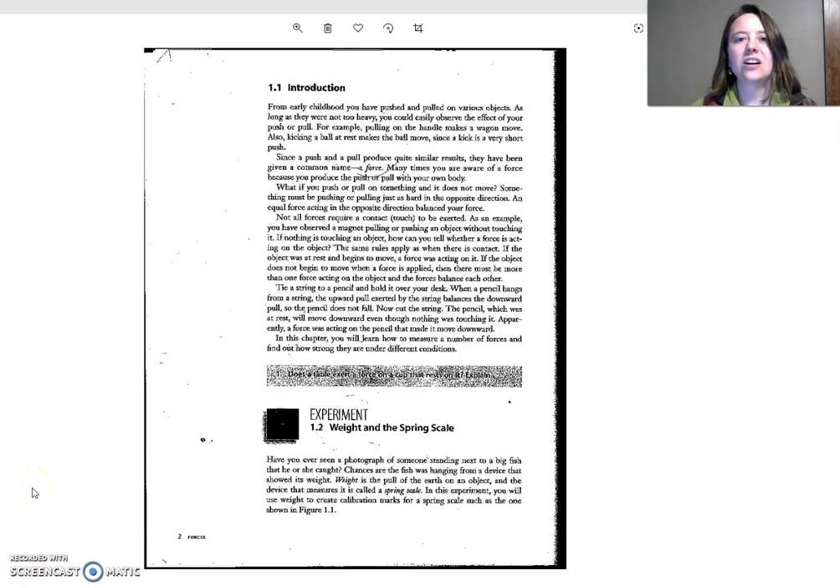That is our science for today on forces, the introduction. Tomorrow we will be learning about proportionality and Hooke's law.